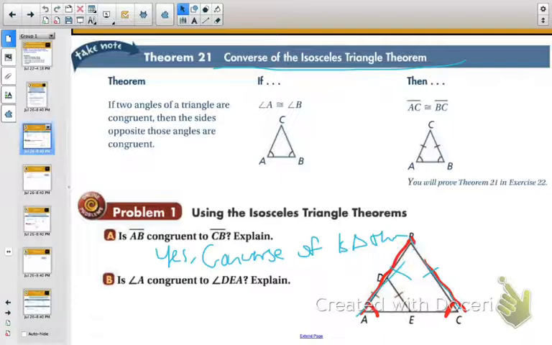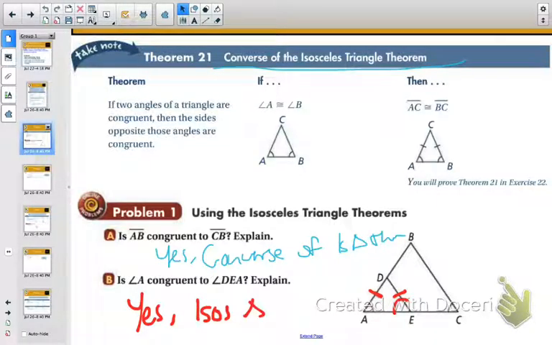Okay, the next one asks about the angles. It says, is angle A congruent to angle DEA? So angle A is this one right here. Is that congruent to DEA, which is that one right there? So if you look at the smaller triangle, we know that this side and this side are congruent. So we have an isosceles triangle, which means that the two base angles are congruent. So A does have to be congruent to DEA. So yes, and that one we use the sides to show the angles are congruent. So that's just the isosceles triangle theorem.